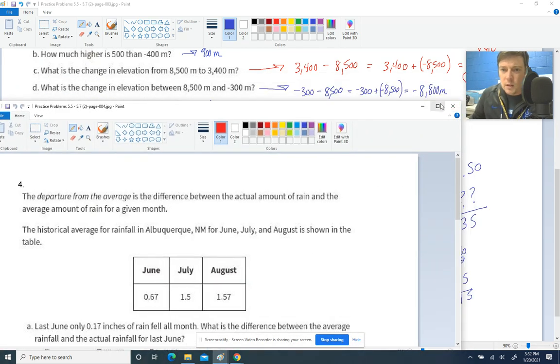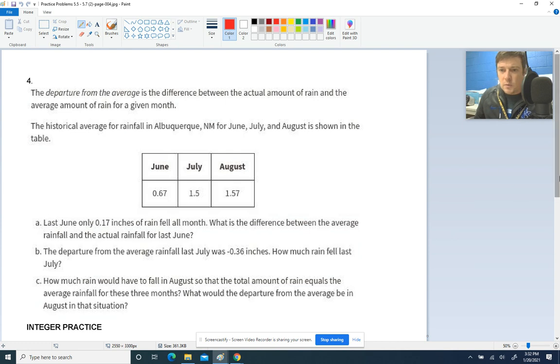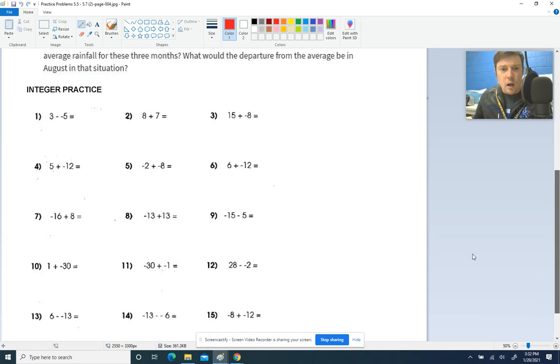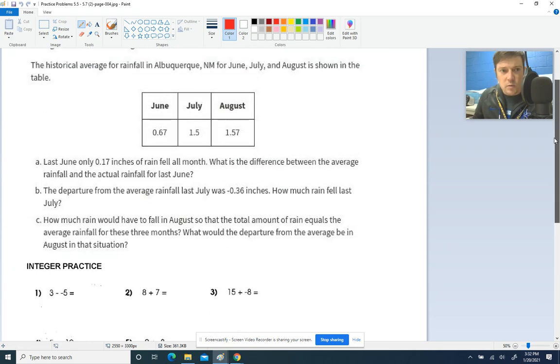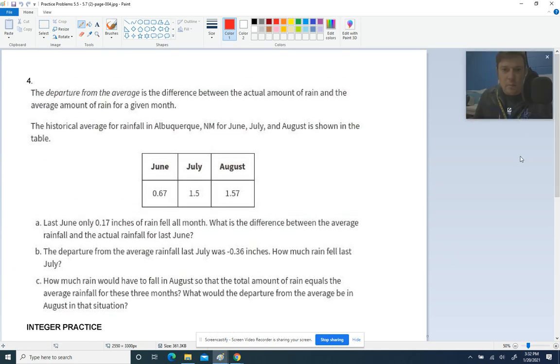Let me go ahead to the last page, and we'll finish this up for the homework. We'll do this last page together too. Okay, so on the last page, we have this departure problem. On the integer practice, you can use a calculator to check yourself there. I'm just going to do this last problem, and then we'll be done.